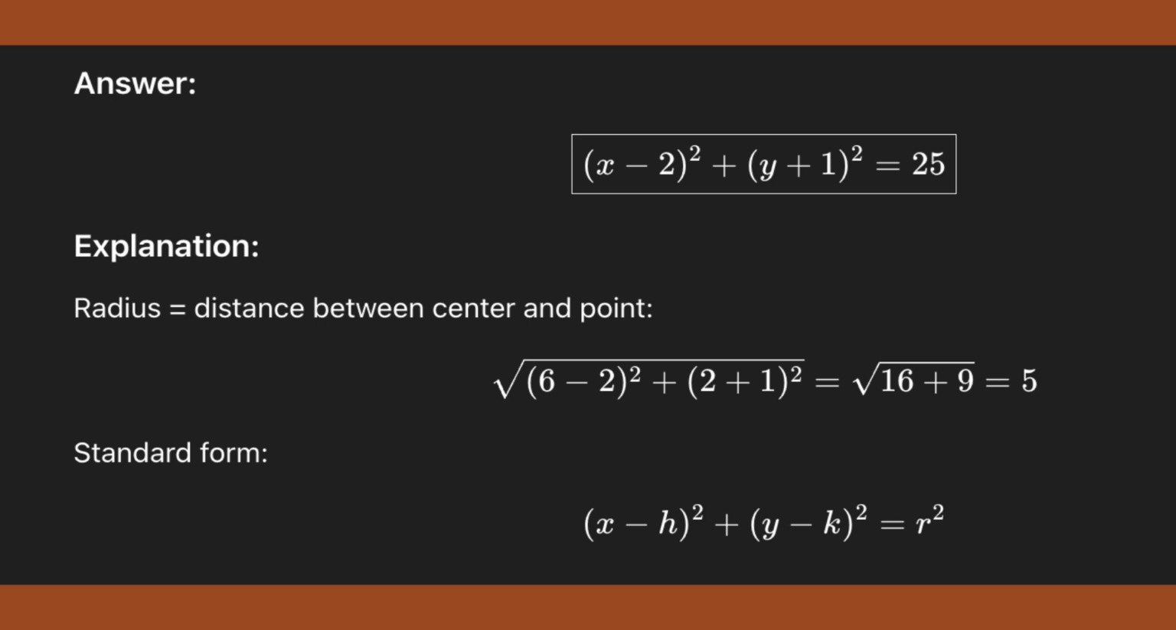The radius equals the distance between the center and a point. Square root of (6 minus 2) squared plus (2 plus 1) squared is equal to square root of 16 plus 9, which equals 5. And in standard form, that is (x minus h) squared plus (y minus k) squared equals r squared.